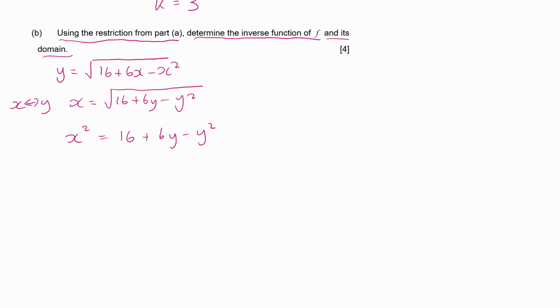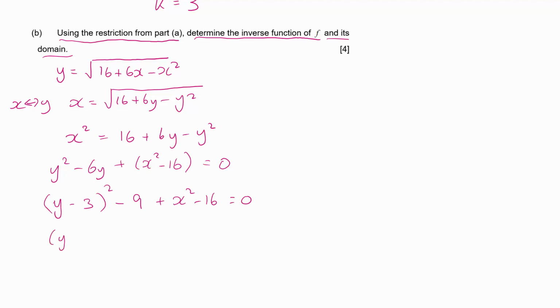Like so. Now, one thing you could do is bring everything to the left, and then we have y squared minus 6y plus x squared minus 16 is equal to 0. Now at this stage you could use the quadratic formula, or you could complete the square. I'm going to complete the square, so I'm going to say, well, this one is y minus 3 all squared, take away 9, and then we have plus x squared minus 16 equals 0.